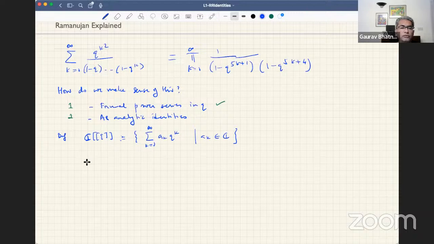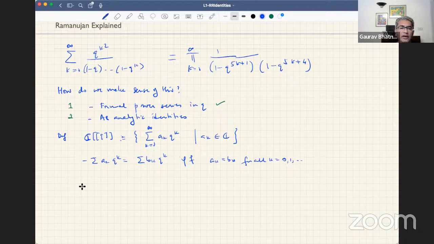So first of all, a_k q^k is equal to b_k q^k if and only if a_k is equal to b_k for all k. So coefficient-wise they should match, then they're okay. You can define a plus here.